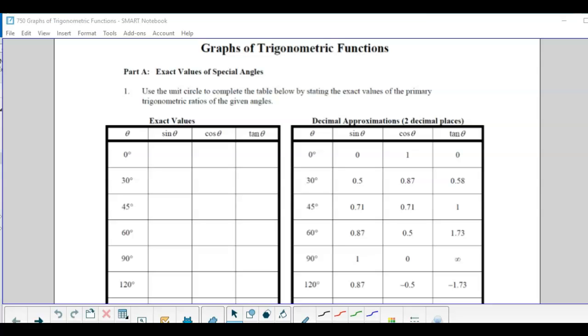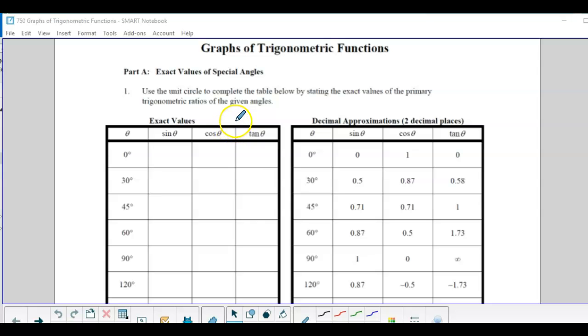All right, so now we're looking at graphs of trig functions. This is kind of just an introduction in this course. Next year in Math 30, you will spend a whole lot of time on graphs of trig functions. So we're going to look at sine, cos, and tan. Basically, we want to graph y equals sine theta, y equals cos theta, and y equals tan theta.